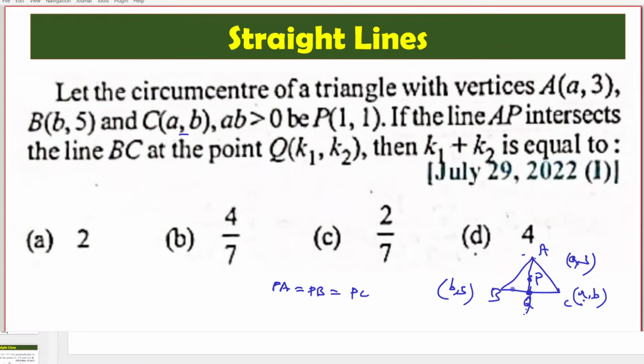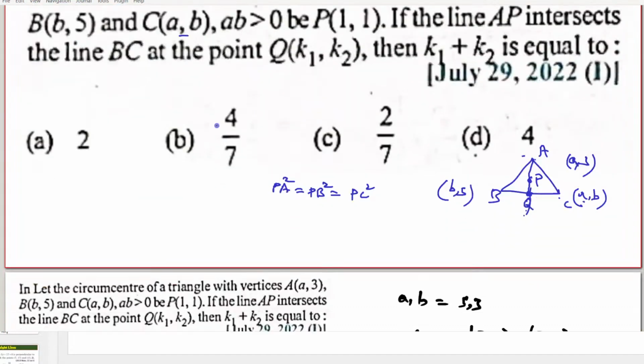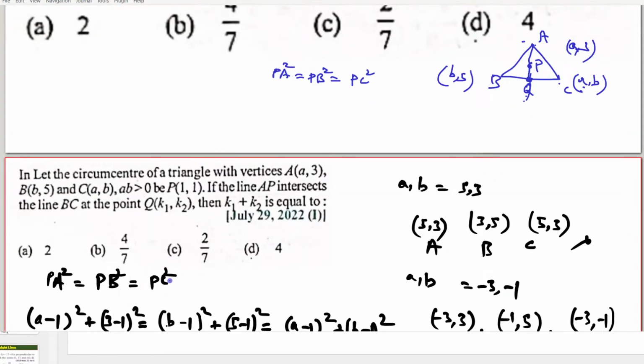Okay, otherwise we will do this one also. PA should be equal to PB equal to PC. Distance between P and A, P and B, P and C should be equal. But distance formula involves a square root. We will say PA square is also equal to PB square is also equal to PC square. Let us try to do this and find out what is this small a and small b. Okay, using that, for example, PA square equals PB square equals PC square.